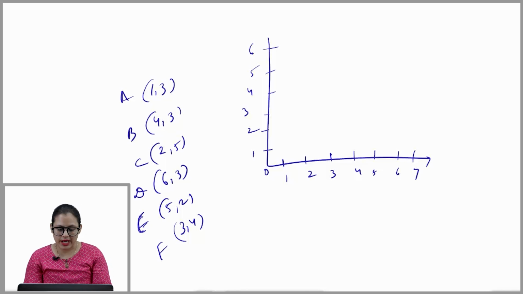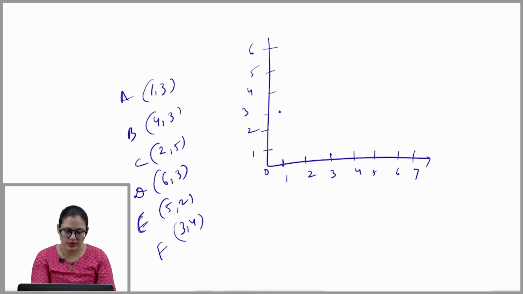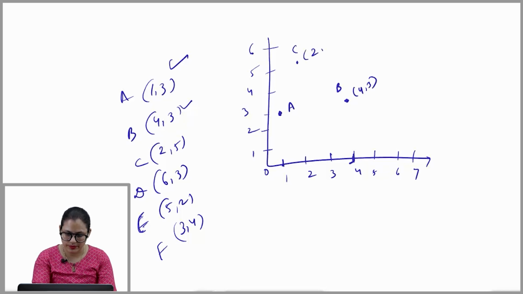So A is 1 and 3. First we take the point on the x-axis, then 3 on the y-axis. So this is point A, that is 1 and 3. Next is 4 and 3. First we take the x coordinate 4 and then 3. So this is point B, that is 4 and 3. Next is 2 and 5, point C.